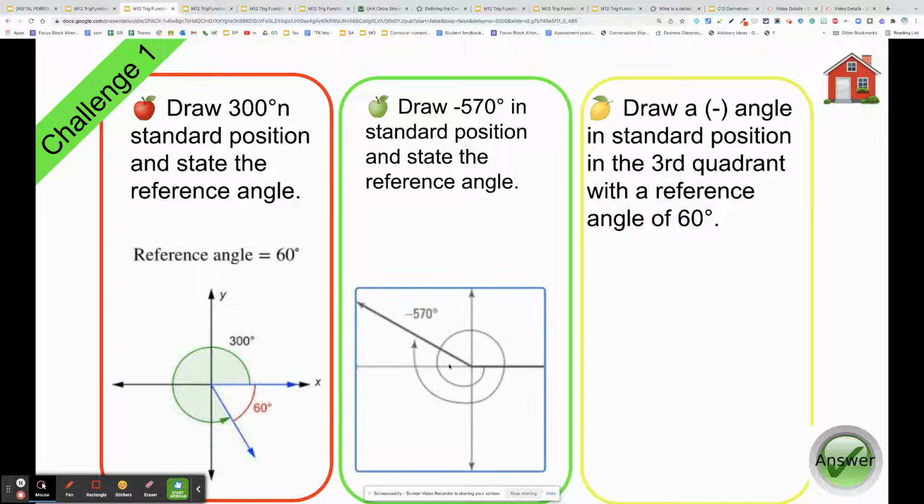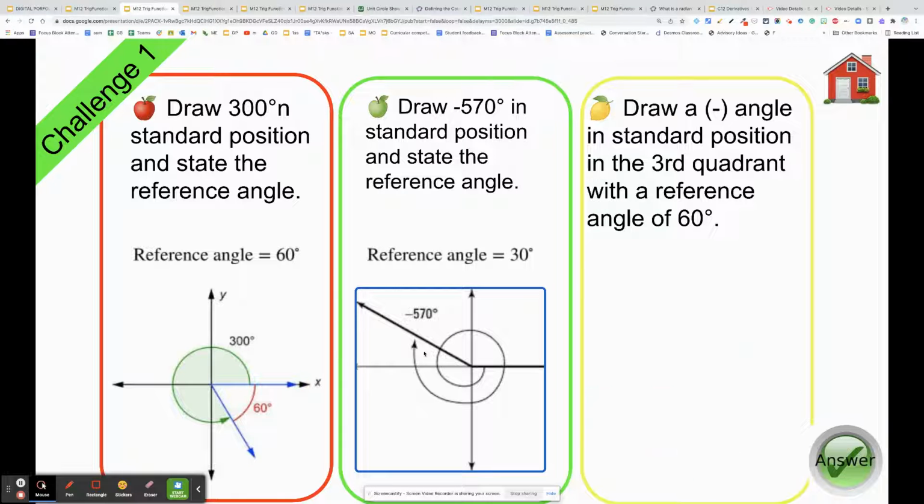Negative 570, well, we're going to start by going backward all the way around to 360, to 450, to 540, and a negative 570. And if we're asked to state the reference angle there, that would be whatever the distance between here and 540 is, it would be 30 degrees.